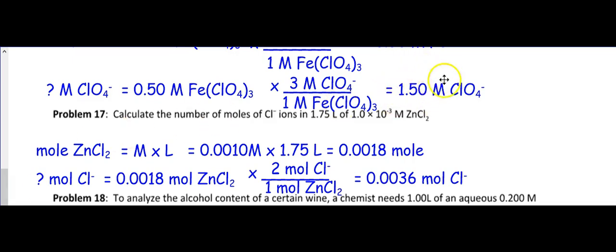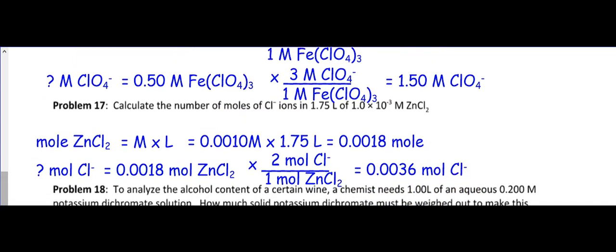Here above, problem 16 asked for molarity. Problem 17, I'm asked for moles of chloride. So there I have moles of chloride. So let's see what problem number 18 is all about. It's saying, whoops, hang on.